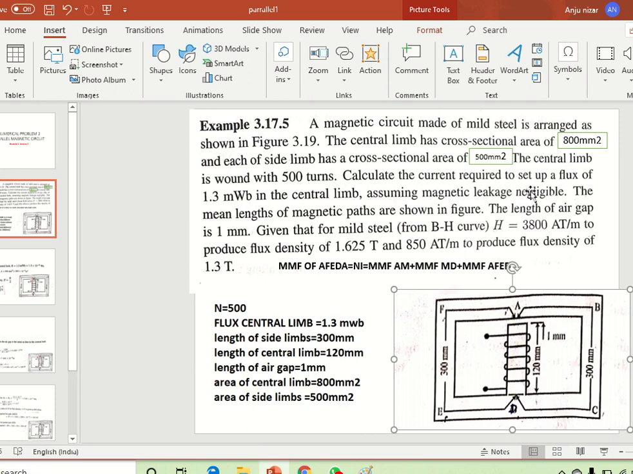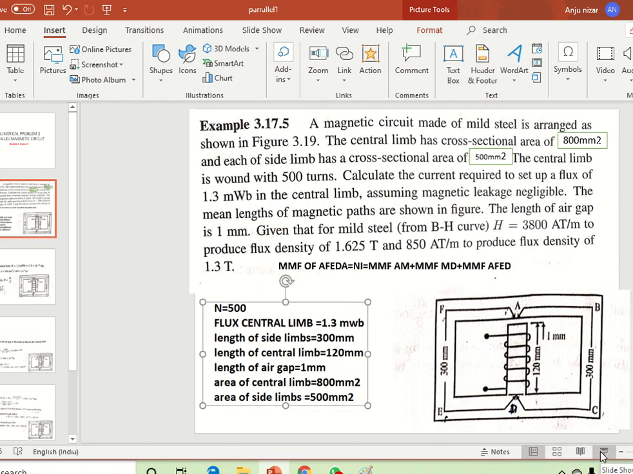Okay, these data are given, and one more additional data is for mild steel: 3800 ampere turn will be the flux intensity H if flux density is 1.625 Tesla, and 850 for 1.3 Tesla. Okay, that we will discuss later. Next we can start with the problem.